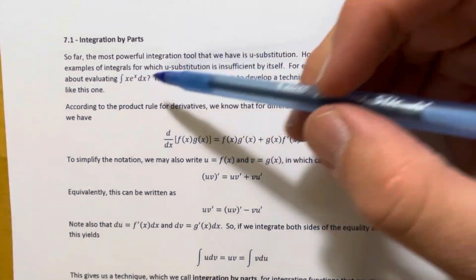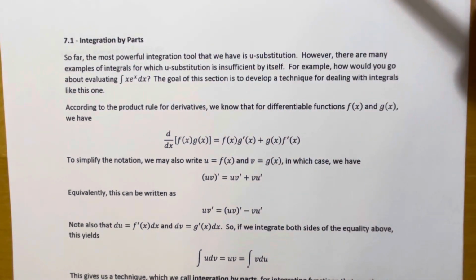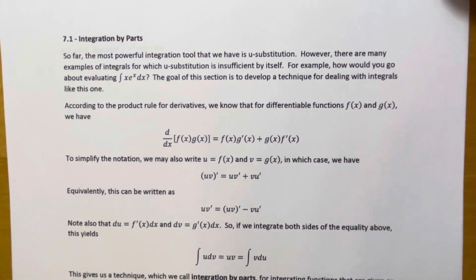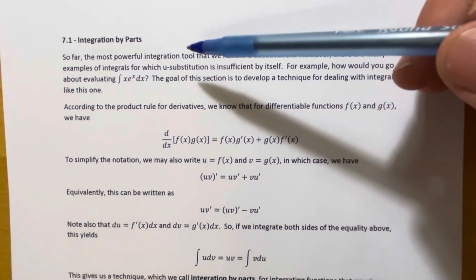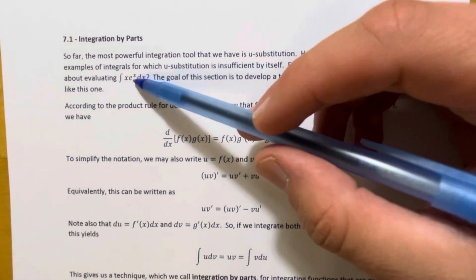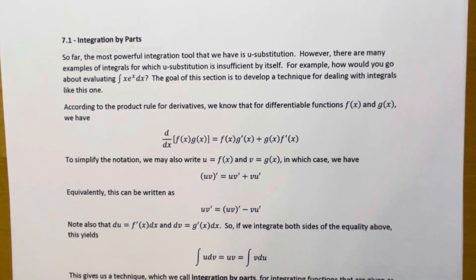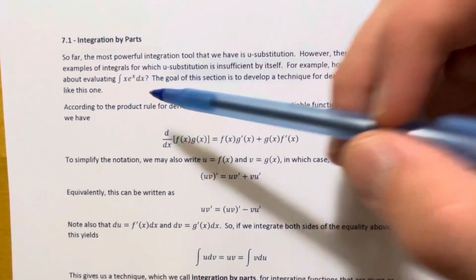Now, just because a function looks like a product of two functions does not automatically mean that integration by parts is the way to go. A lot of times, u substitution by itself is enough to solve that type of an integral. But in other cases, u substitution is not quite enough. So here's one example where integration by parts is going to be really helpful. The integral of x e to the x.